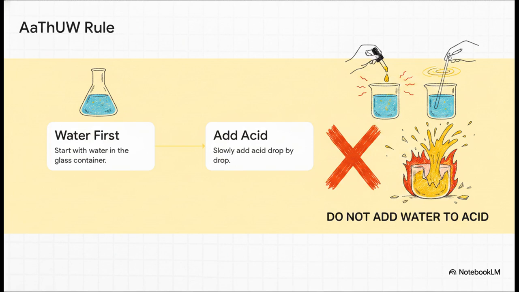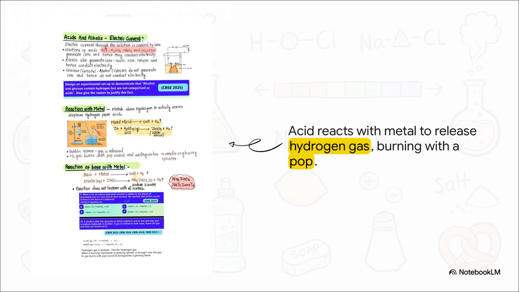Why? Well, because mixing acid and water is wildly exothermic. If you do it backwards and add water to acid, it can cause a massive sudden release of heat, literally leading to a dangerous burning splash or even shattering the glass container right in front of you. No, thank you. Now, what's really fascinating here is the physical proof of a reaction.